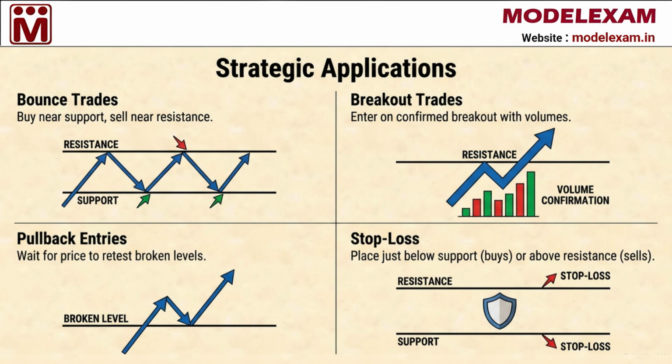You can do bounce trades where you buy near support and sell near resistance. You can do breakout trades where you enter only after a confirmed breakout with high volume. You can look for pullback entries, which is waiting for the price to return and retest a broken level before entering. And importantly, use these levels for stop loss placement. Put your stop loss just below support if you are buying or just above resistance if you are selling.